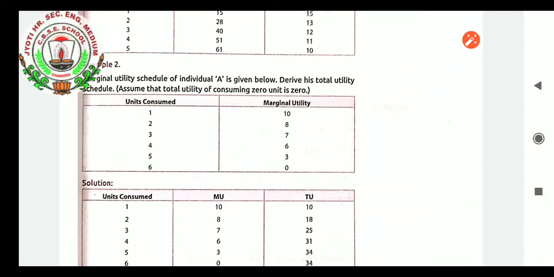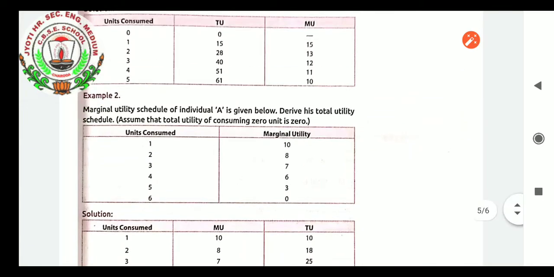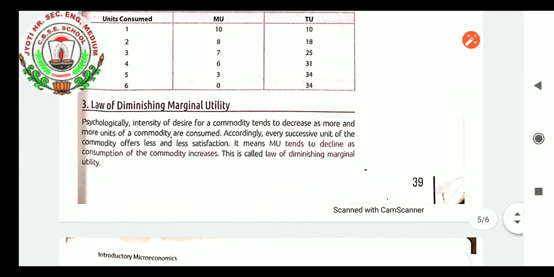Here, what is given? Marginal utility schedule of individual A is given below. Derive its total utility schedule. Assume the total utility of consuming 0 units is 0. It has been said. Let us calculate units consumed and marginal utility: 1, 2, 3, 4, 5 and so on. The numbers are given. Marginal utility derived is also given: 10, 8, 7 and so on. Let us continue. Solution: units consumed, MU and TU.